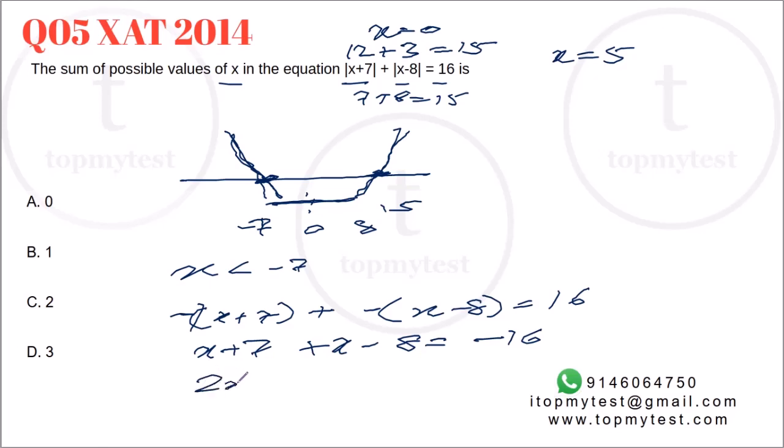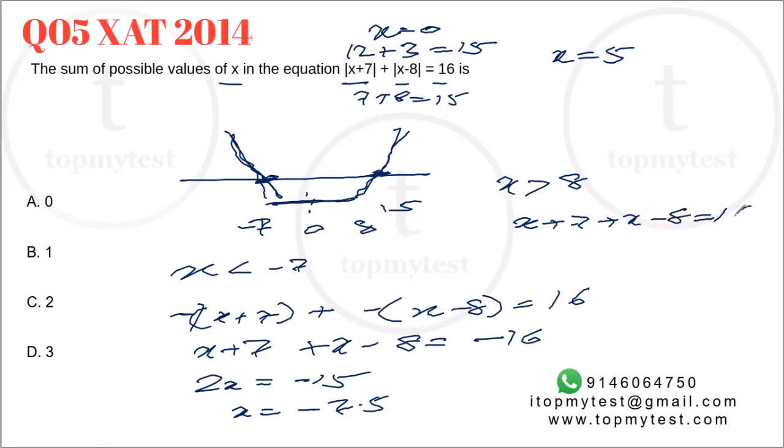If you rewrite this, you'll get 2x equals, this will be minus 1, so it'll be equal to minus 15, so x should be equal to minus 7.5. And when x is more than 8, both of them will return positive values, so x plus 7 plus x minus 8 should be equal to 16, or 2x should be equal to 17, x should be 8.5. Again, this satisfies the criteria x is more than 8. And minus 7.5 satisfies x is less than minus 7. Sum of the possible values will be 8.5 minus 7.5, which is equal to 1.